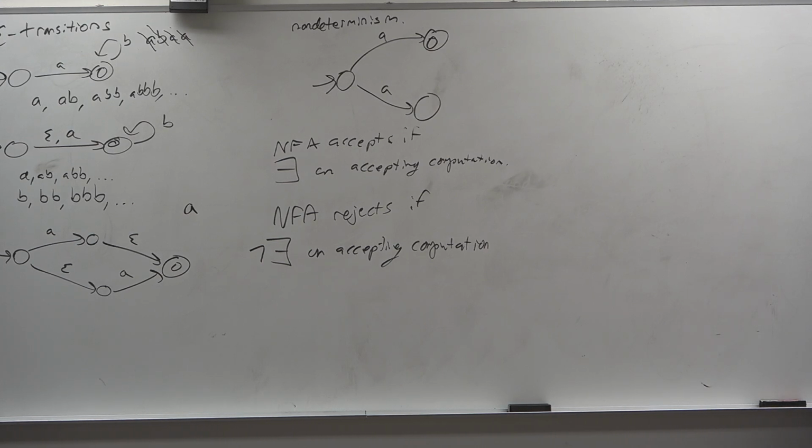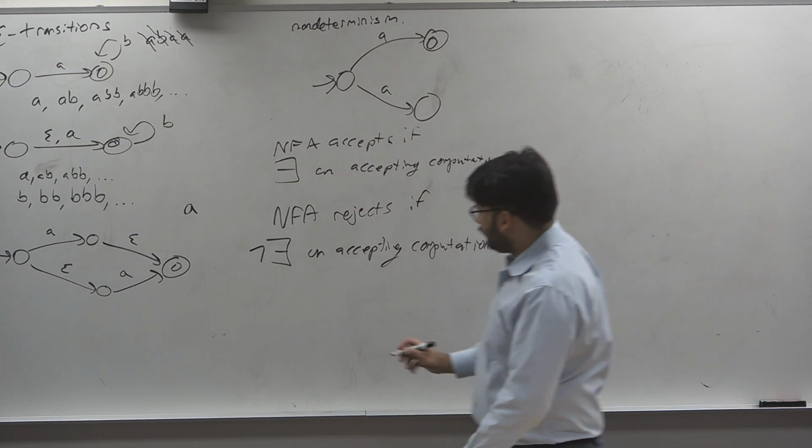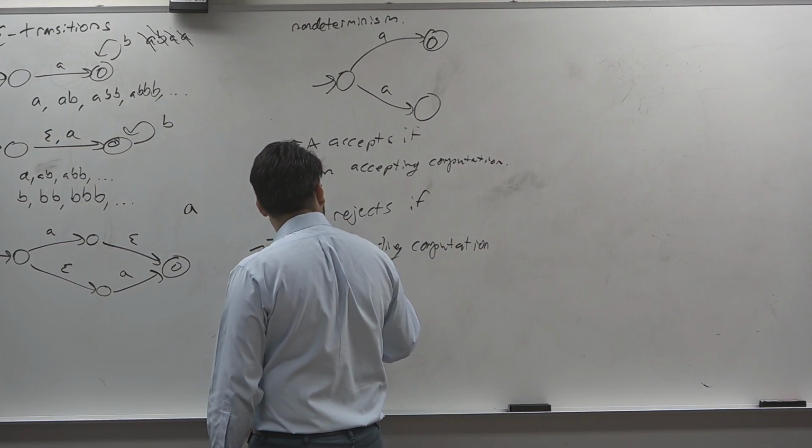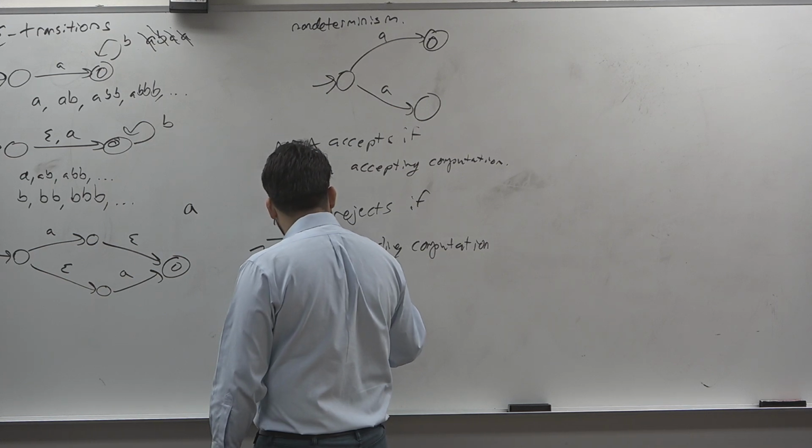But what's another way to characterize when it doesn't accept? When does an NFA reject a word? If it doesn't accept it. But what's another way to say it doesn't accept it? There's no paths to an accepting state. Yes. So what I'll say is, for all computations are rejecting.